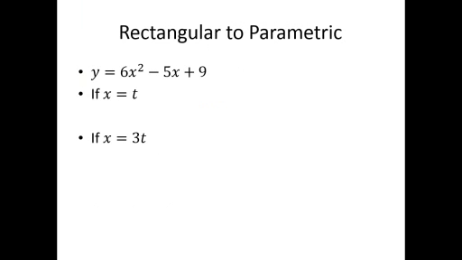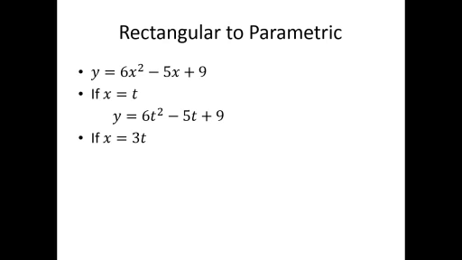Okay, going from rectangular to parametric is fairly simple, but there's an infinite number of answers, because if you're just given a rectangular equation, y equals 6x squared minus 5x plus 9, you have to make up your x equation. So you have to say x is equal to what? t. You can make it x equals t, very simple, and then your next equation is going to be y equals 6t squared minus 5t plus 9, because all you're doing is replacing the x's with t's.